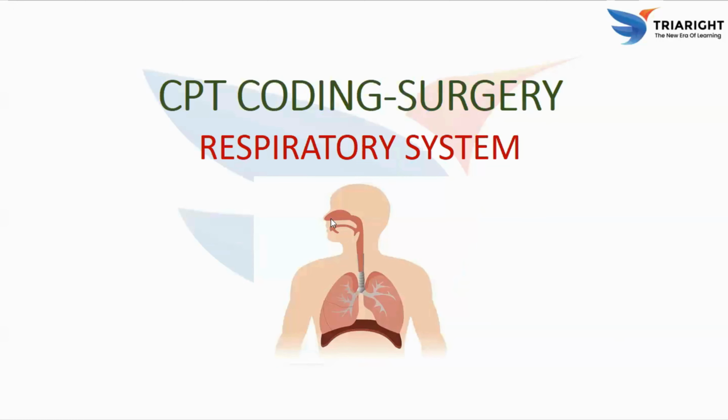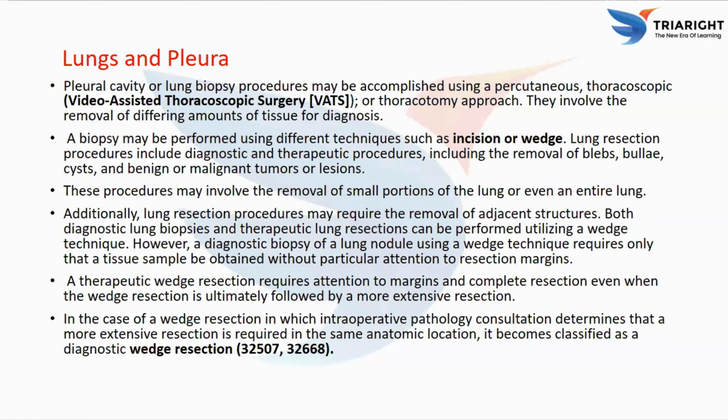Today in this session, you are going to learn about the CPT coding guidelines related to surgery respiratory system. So coming to guidelines regarding lungs and pleura. So what are lung and pleural procedures? These procedures involve removing tissue from the lungs or pleura, which is a thin membrane covering the lungs and lining the chest wall, for diagnosis to find what a lesion is and for treatment to remove the disease. The amount of tissue removed can range from a small biopsy sample to a part of a lung or even an entire lung.